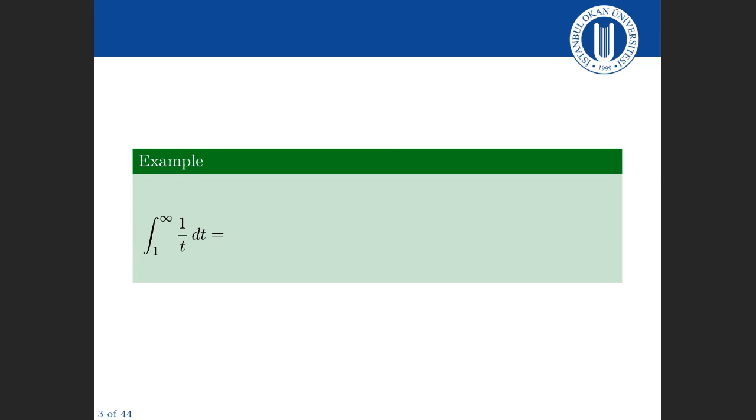One more example. Let's suppose I wanted to calculate the integral from 1 to infinity of 1 over t. This really means the limit as R tends to infinity of the integral from 1 to R of this function, which we can calculate is equal to infinity.